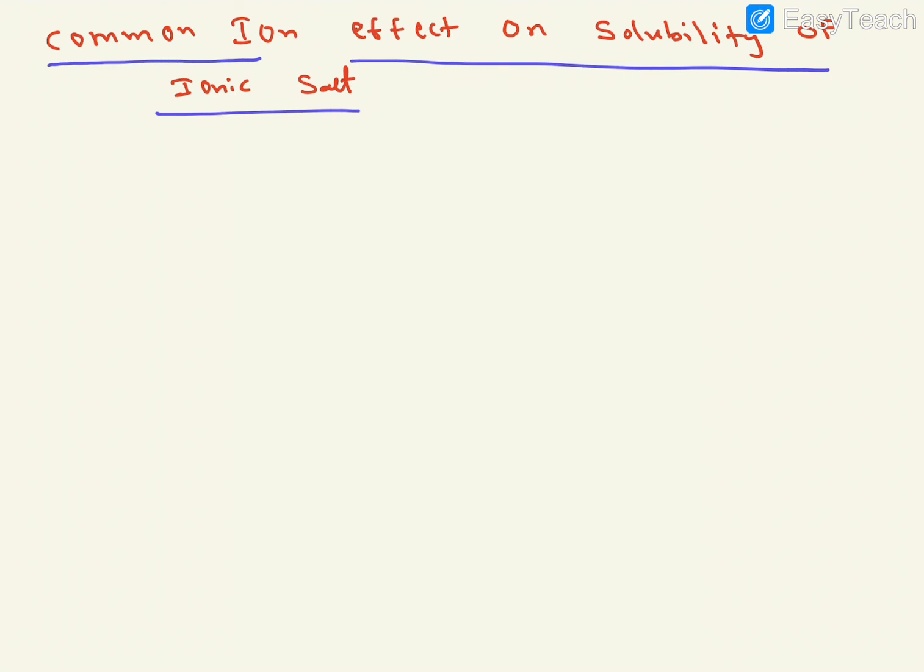Really, the common ion effect applies to solubility. If a common ion is present, the solubility decreases. Let us see how it decreases and how the common ion has its effect. Generally, we take a sparingly soluble salt, AgCl. It dissociates into Ag plus ions and Cl minus ions.